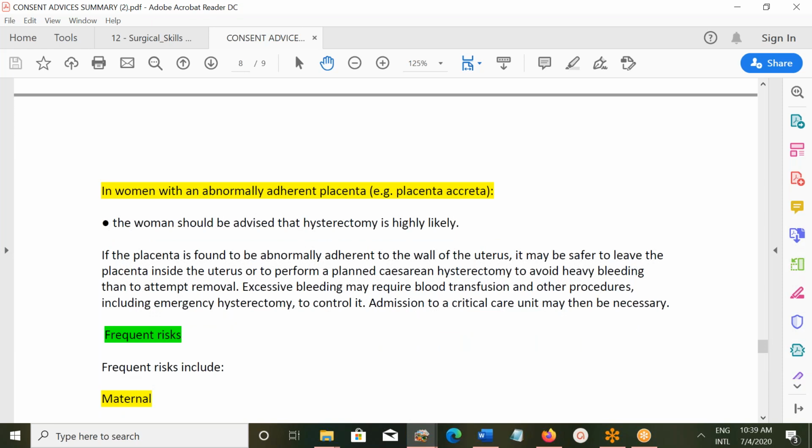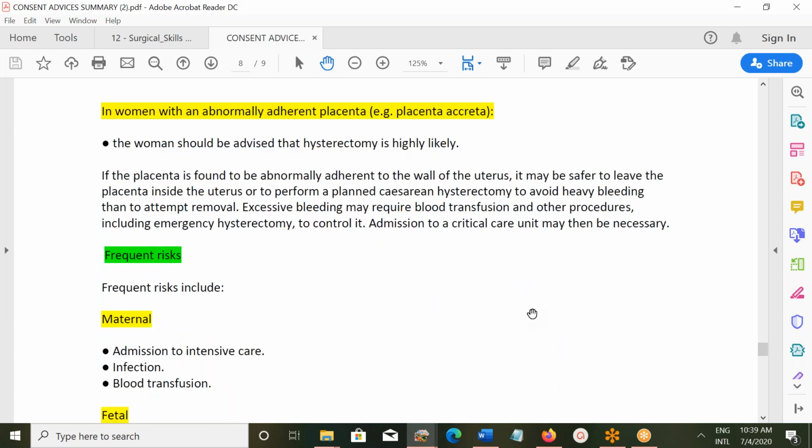In a woman with an abnormally adherent placenta, that is placenta accreta, the woman should be advised that hysterectomy is highly likely. And if the placenta is found to be abnormally adherent to the wall of the uterus, it may be safer to leave the placenta inside the uterus or to perform a planned caesarean hysterectomy to avoid heavy bleeding than to attempt removal. Excessive bleeding may require blood transfusion and other procedures, including emergency hysterectomy to control the bleeding as a life-saving measure. Admission to a critical care unit may then be necessary.